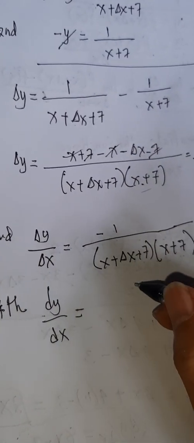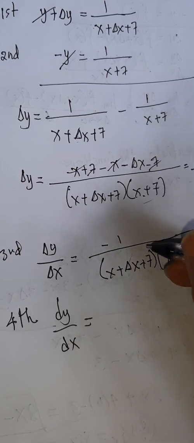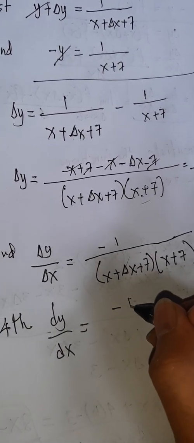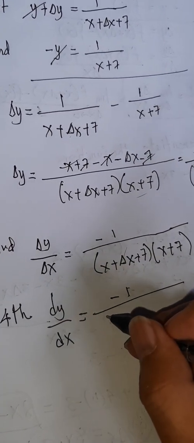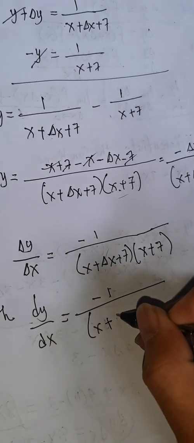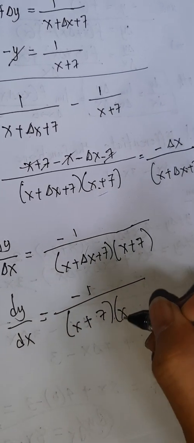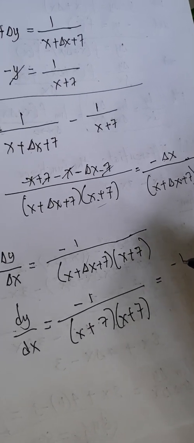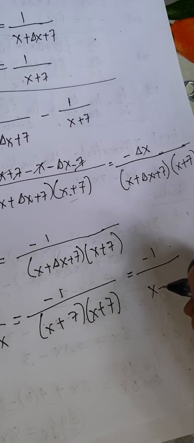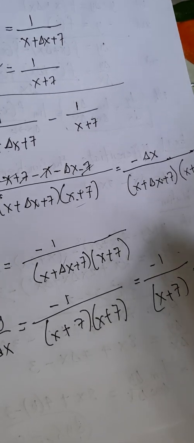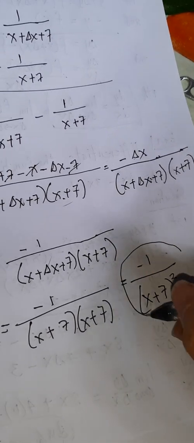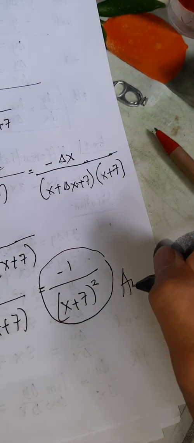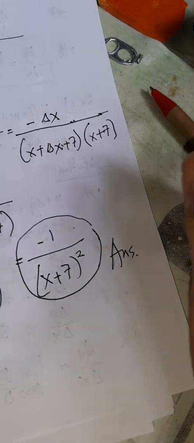Gagawin lang natin, yung lahat ng delta x, palitan natin 0, kaya matitira lang dyan is negative 1 all over x plus 7 times x plus 7. Or that is negative 1 all over x plus 7 squared. At yan na yung answer natin.